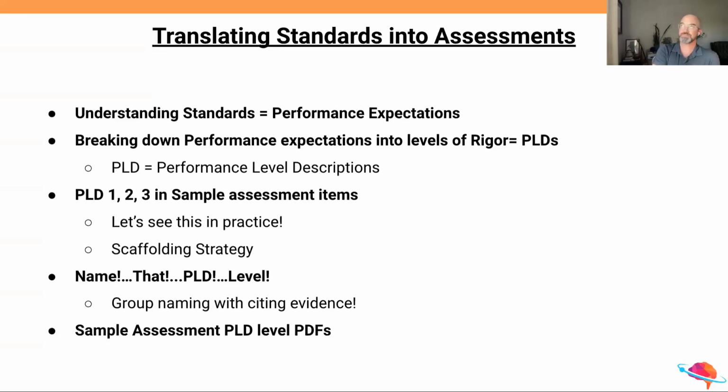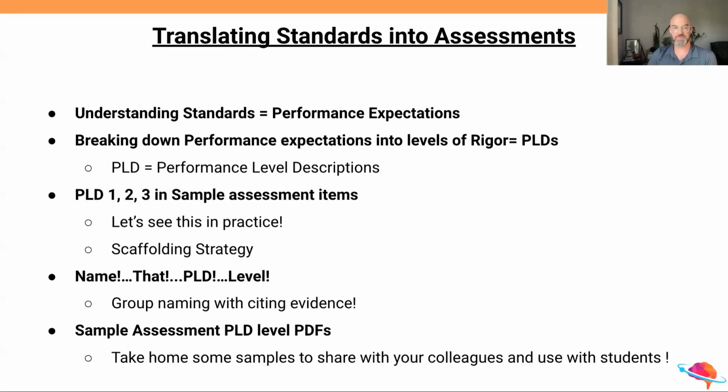At the end of the session, we'll drop in the chat the PDF that we created. We built out different assessment resources for third grade, fourth grade, fifth grade, and then middle school life, earth, and physical science. There are two pages. There's a page that you can give to students immediately to give them an assessment driven by phenomena that has different levels of these performance level descriptions in it. And then a walkthrough for teachers or administrators to contextualize how these things fit together. So all of that to come.